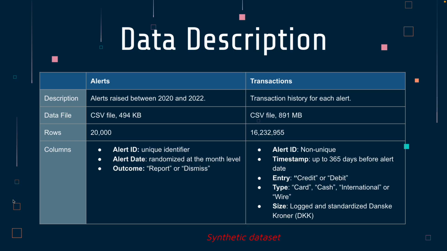As far as the data that we worked with goes, the data set we chose builds on real data from a Danish bank and contains 20,000 AML alerts and over 16 million transactions associated with those alerts. They're broken up into two tables, alerts and transactions. Alerts were sampled from a subset of the rules and models used by the bank to currently detect fraudulent activity. And for every alert, the dataset pulled the last 365 days of transactions and stored them in the transactions table.